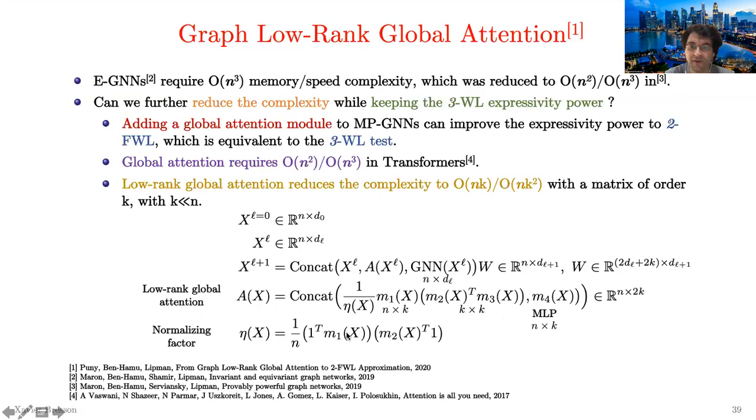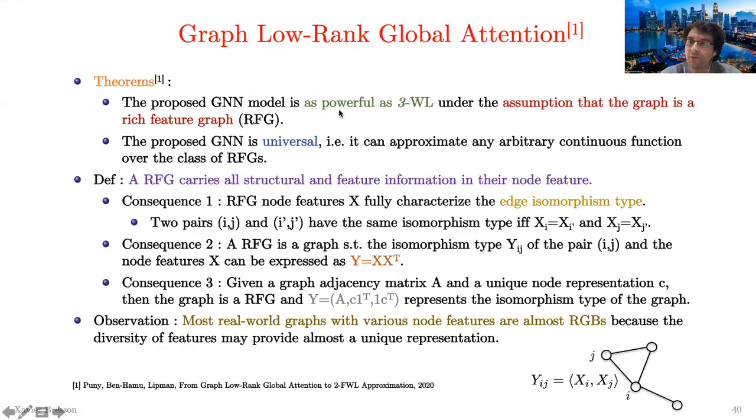So you need to show that this graph neural network is as powerful as the 3WL. The way it is done in the paper is to assume that the graph is actually a rich feature graph. And for rich feature graphs, we know that the GNN is universal. It means that you can approximate any arbitrary continuous function over this class of rich feature graphs. So what is a rich feature graph? A rich feature graph is a graph where all the structural and feature information is contained in the node feature.